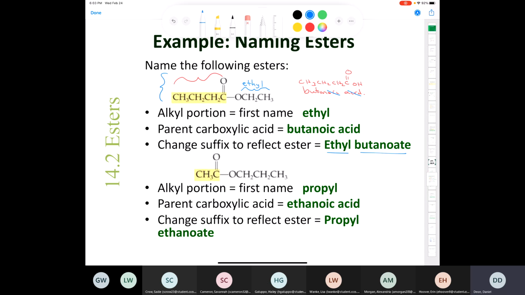Let's take a look at this example. You can see the alkyl group is bigger. It is a propyl group, so this must be propyl something. The part that comes from the carboxylic acid is a 2-carbon carboxylic acid. We're just going off of IUPAC names, so this would be ethanoic acid. You drop the oic acid and change it to oate, and you get propyl ethanoate.